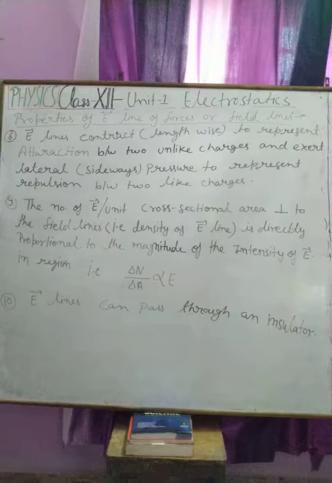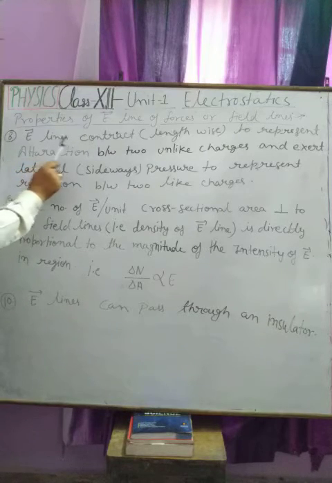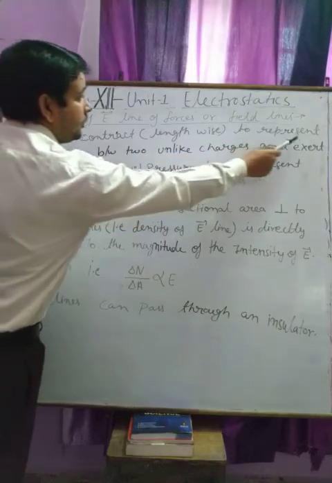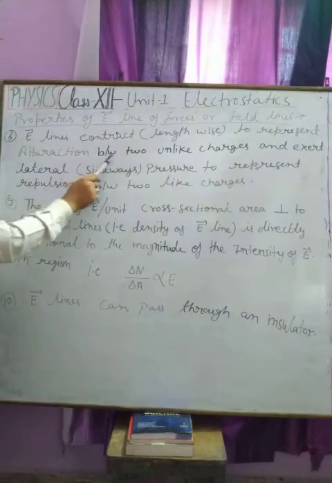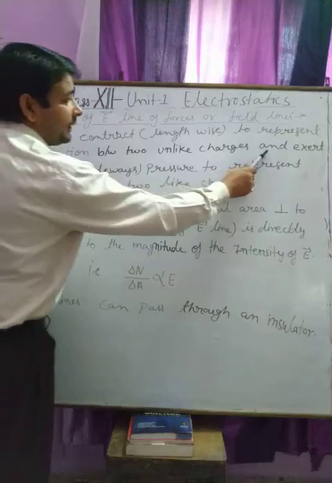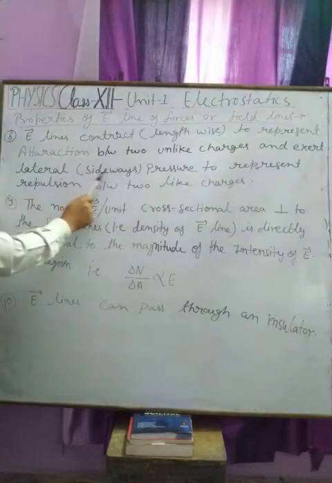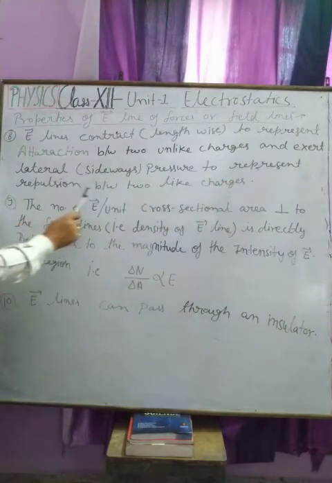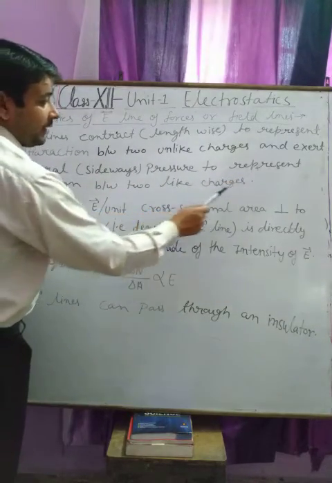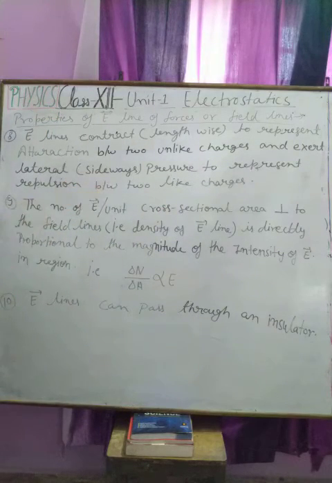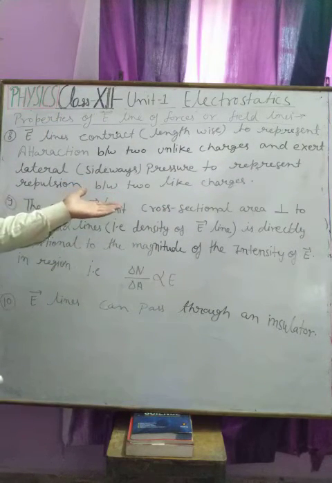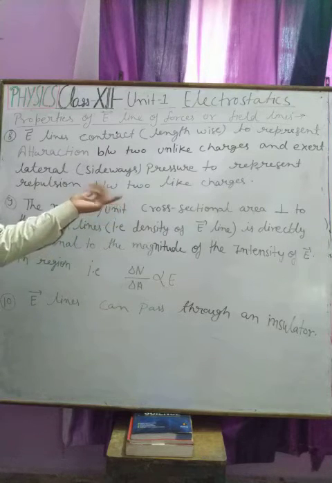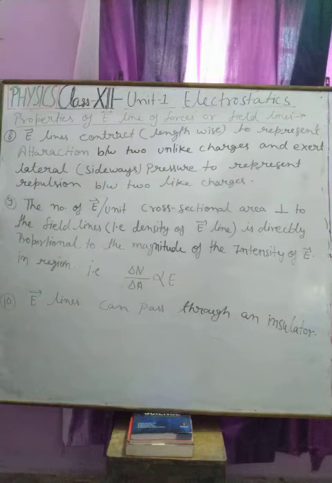Okay, student. Other properties are: electric field lines contract lengthwise to represent attraction between two unlike charges and exert lateral sideways pressure to represent repulsion between two like charges. This we can show diagrammatically, just as we discussed the properties of field lines.